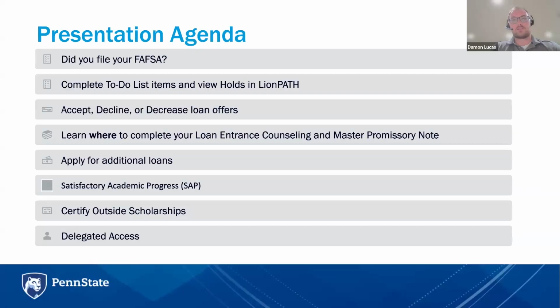So here's our agenda for today. First off, did you file your FAFSA? How to complete to-do list items and view holds in LionPath, how to accept, decline, or decrease loan offers, learn where to complete your loan entrance counseling and master promissory note, how to apply for additional loans, satisfactory academic progress, how to certify outside scholarships, and then lastly, we're going to go over delegate access.